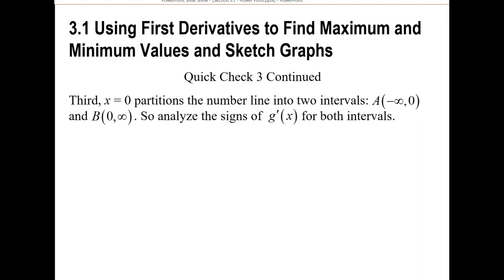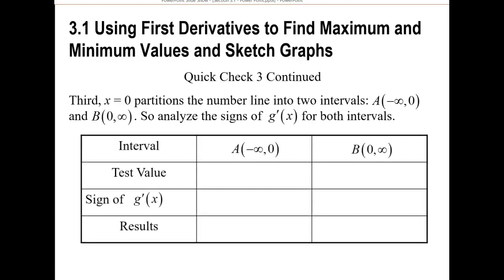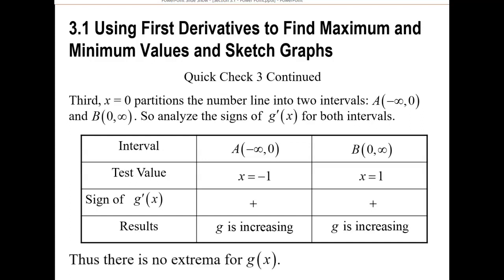Third, x equals 0 will break your number line into 2 spaces. On the left of 0, so from negative infinity up to 0, and then to the right, then we'll analyze g prime in both. So interval A and interval B, the test value on the left of 0, negative 1, test value to the right, positive 1, plugging into the derivative gives me plus, plus, so no change in sign. So this would mean g is increasing because the derivative is positive, still increasing because it's positive. So there is no max or min because it doesn't switch. So there's no extrema for this function. So that is a possibility.